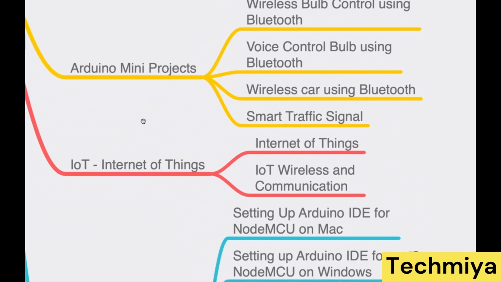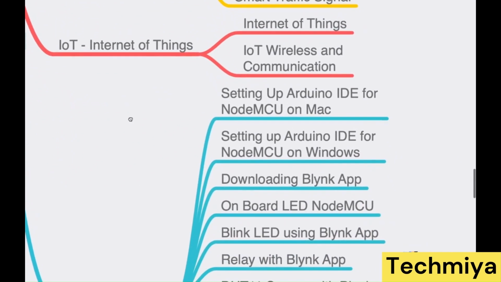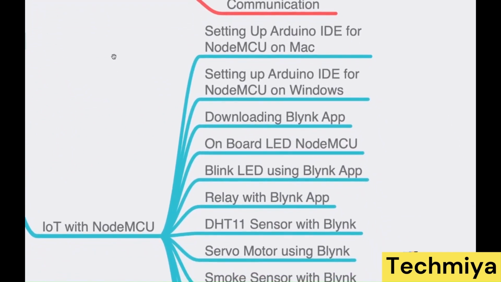In IoT, first you will get a brief introduction of what IoT is, how IoT wireless and communication works, and what the criteria are. And then once we go ahead with IoT and sensors using Node MCU, we'll first learn how to set up the Arduino IDE for Node MCU on Mac. Then the same will be taught for Windows. How do you download the Blink app?